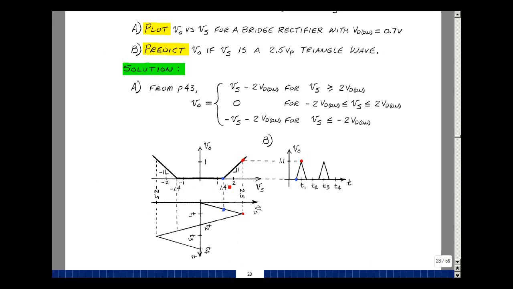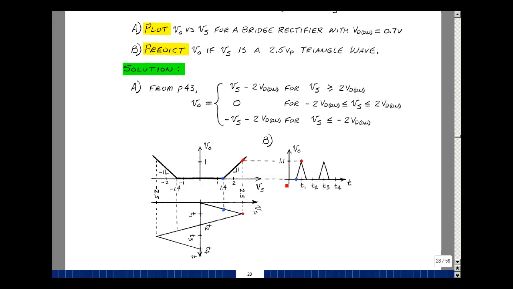Here's our V sub s. We don't have time. Let's put time this way. I'm going to draw a 2.5 volt triangle wave. I'm going to go from 0 to 2.5 volts, back to minus 2.5, back to 0. This peak, I'll say, will be at T1, crossing 0 at T2, negative peak at T3, and back to 0 at T4.